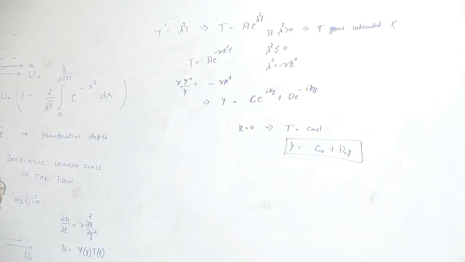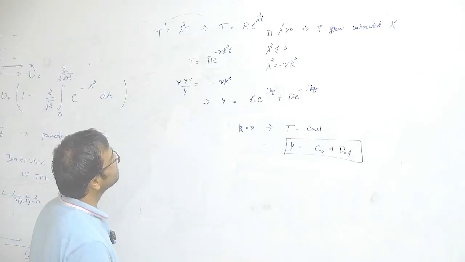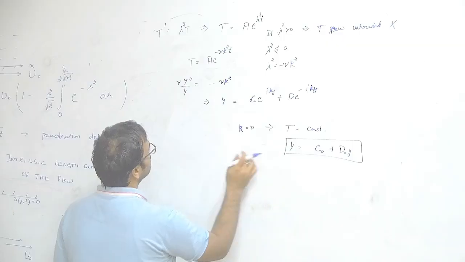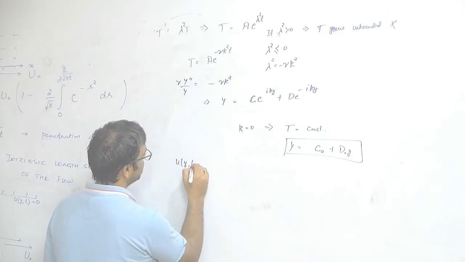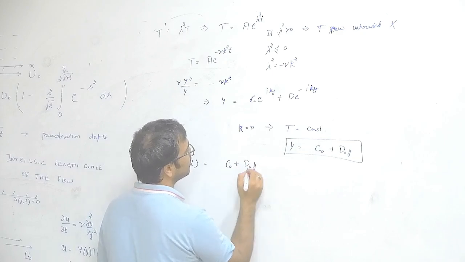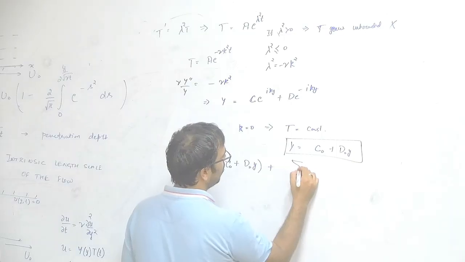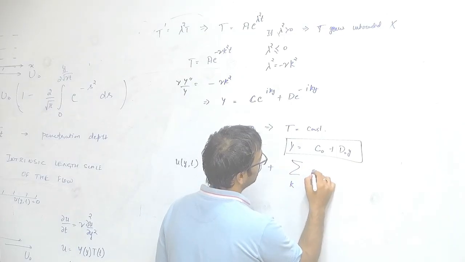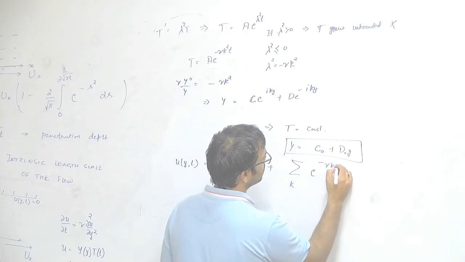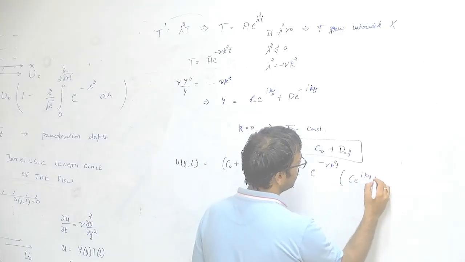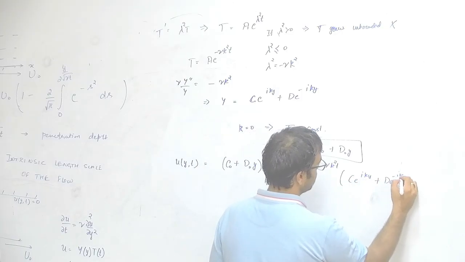Thank you. So k equal to 0, we have this solution, and the overall solution of this velocity actually looks like c naught plus d naught times y plus all the values possible for k, e to the power minus nu k square t times c e to the power i k y plus d e to the power minus i k y.